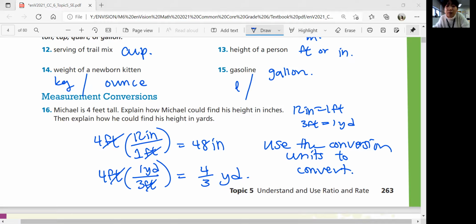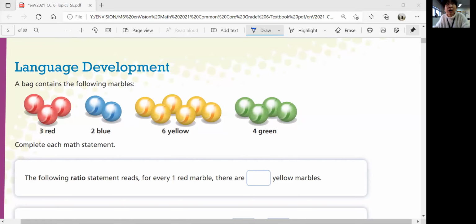Okay, that was a review of the skills that you need for this topic. Now, what about the language? Okay, let's look at some vocabulary. A bag contains the following marbles. We got 3 red marbles, 2 blue marbles, 6 yellow marbles, 4 green marbles. Complete the math statement. The following ratio statement reads, for every 1 red marble, there are how many yellow marbles?